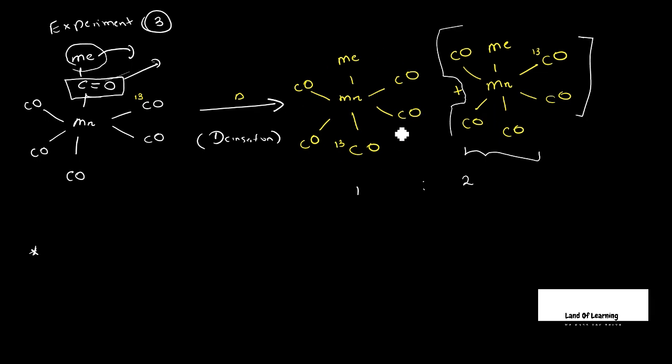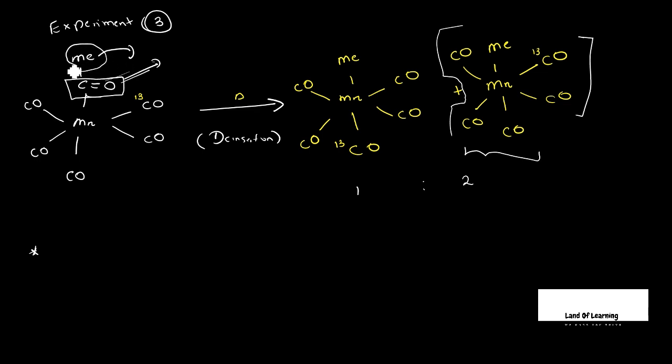Because we have another product. So this product cannot be achieved by removing this particular inserted carbonyl group. So the inserted carbonyl group won't be the one which is leaving the metal center.